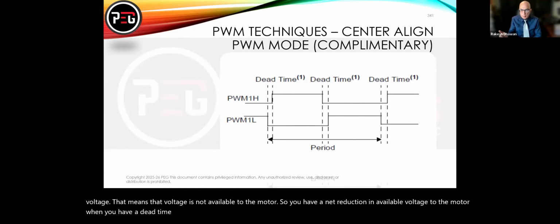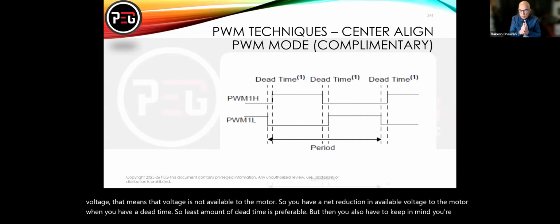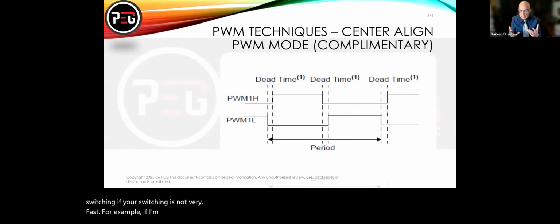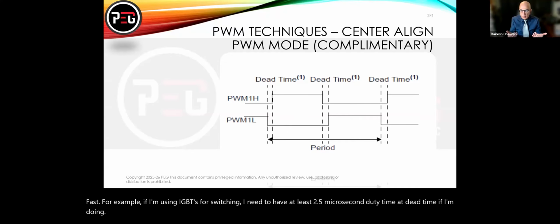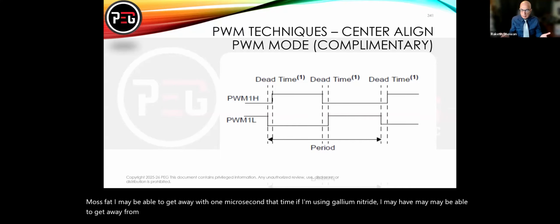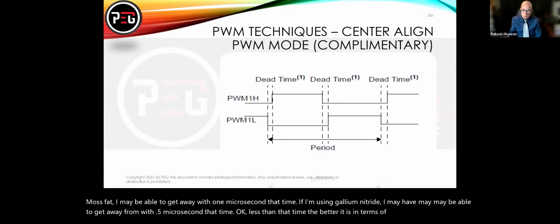So the least amount of dead time is preferable, but then you also have to keep in mind your switching. If your switching is not very fast, for example, if I'm using IGBTs for switching, I need to have at least 2.5 microsecond dead time. If I'm doing MOSFET, I may be able to get away with 1 microsecond dead time. If I'm using gallium nitride, I may be able to get away with 0.5 microsecond dead time. Okay, the less time, the better it is in terms of getting more voltage available to the motor.